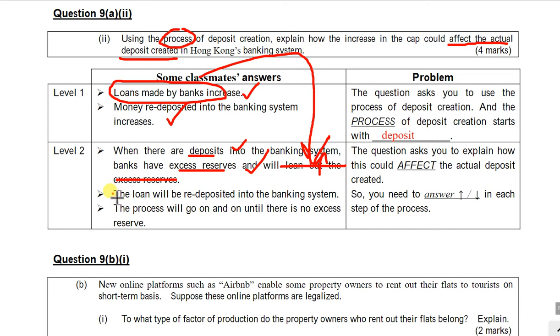And for the next step, you shouldn't tell me that the money will be redeposited. You have to tell me that the money redeposited actually increases. This is a very important word. And that's why finally you have to tell me that the actual deposit finally actually increases. And this is an additional point that you have to add to this level 2 answer to get your answer perfect.